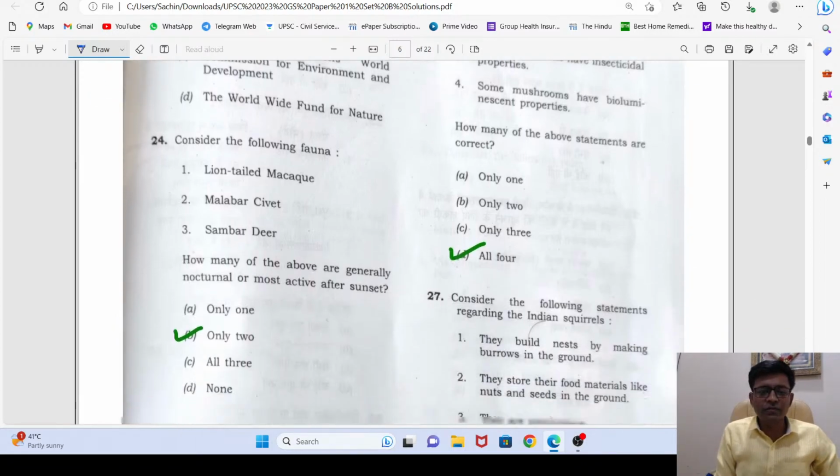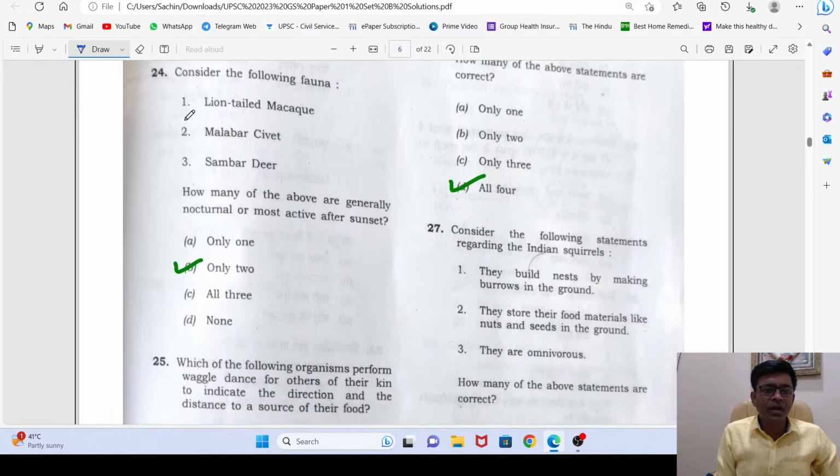Then again a question from environment and ecology. Consider the following fauna: lion-tailed macaque, Malabar civet and sambar deer. How many of the above are generally nocturnal or most active after sunset? For sure, lion-tailed macaque is not nocturnal. So all the 3 is not the answer. Then Malabar civet is nocturnal for sure. So none is not the answer.